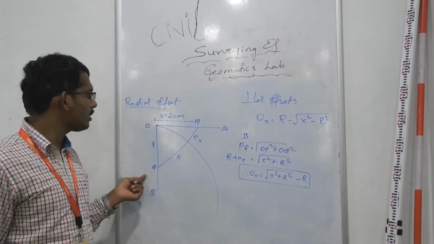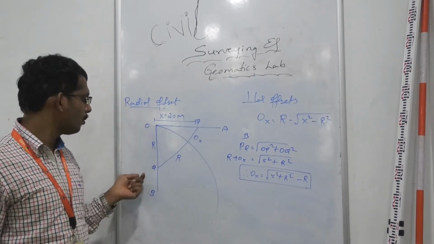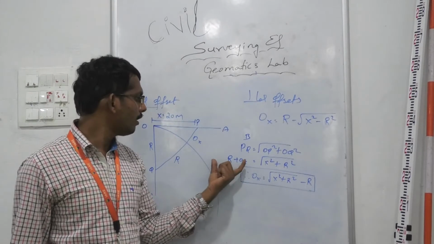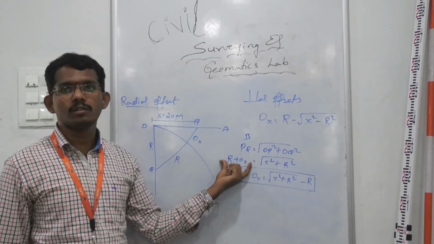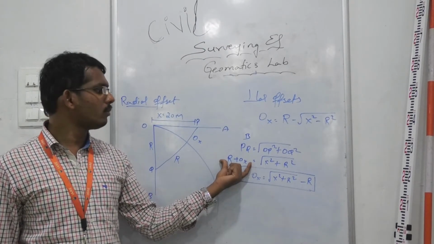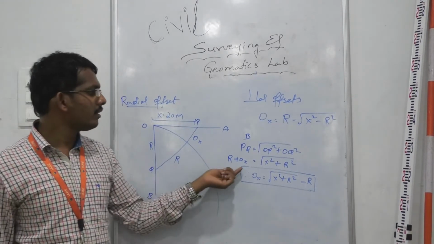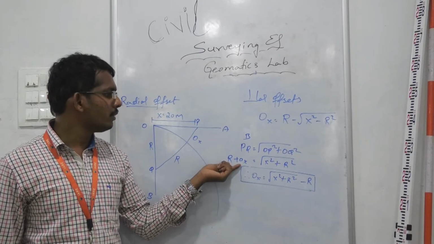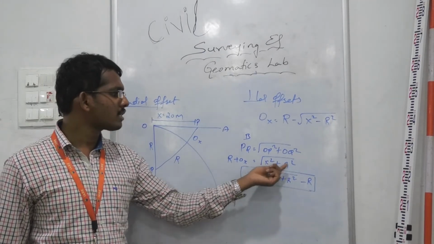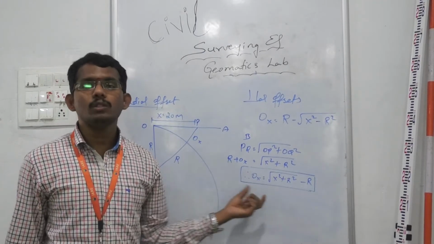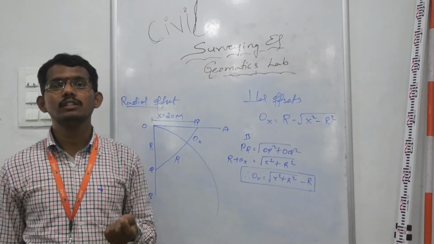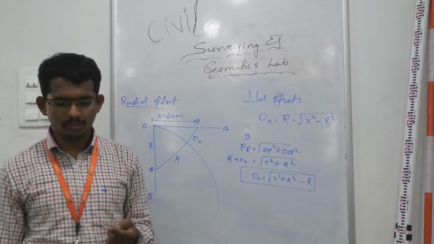PQ is equal to root over PO square plus OQ square. Here PQ is nothing but R plus OX. So R plus OX is equal to under root of X square plus R square, as shown in the figure. From here I want OX. OX is equal to under root of X square plus R square minus R. So OX is the radial offset distance.